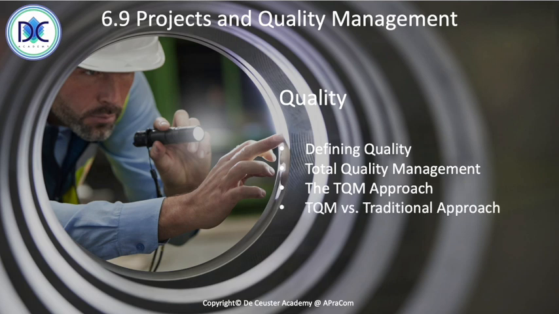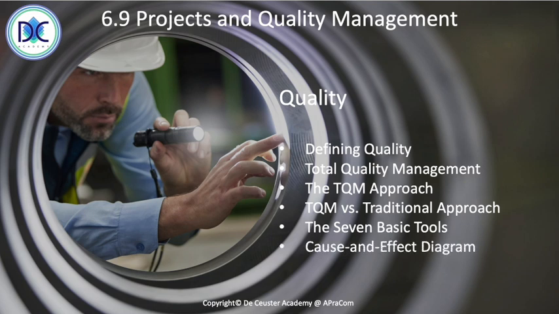Then I look at total quality management, a very important approach today, the TQM approach. We look at total quality management versus the traditional quality approach. We look at the 7 basic tools of project management. We look at the cause and effect diagram. And finally, we're going to have a quick look at the cost of quality.